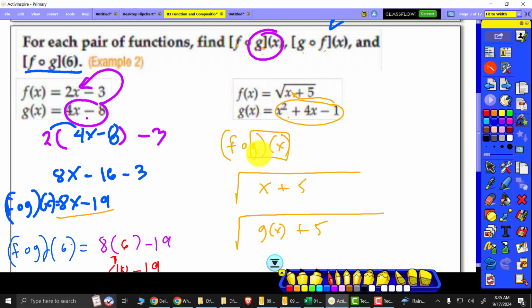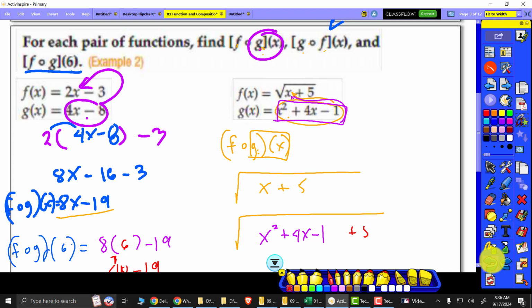So now when I replace this by g of x, it means that my g of x is actually x squared plus 4x minus 1. So now I will have to rewrite this one. X squared plus 4x minus 1. So we took the entire function and plug it into the x there. But remember, this one has a plus 5, so make sure that you include the plus 5.